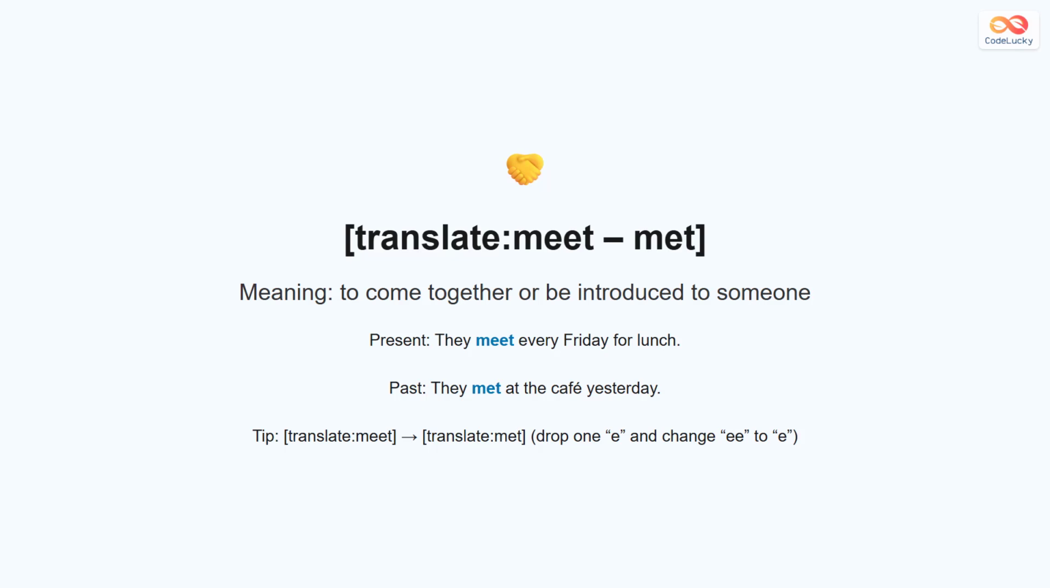The verb meet means to come together with someone or to be introduced to a person. In the past tense, meet becomes met. For example, in the present, we say, they meet every Friday for lunch. In the past, it changes to, they met at the cafe yesterday. Notice that double E becomes a single E. Meet becomes met.